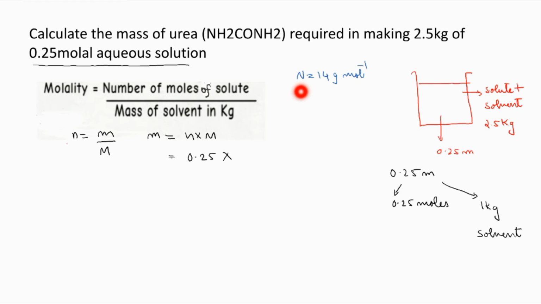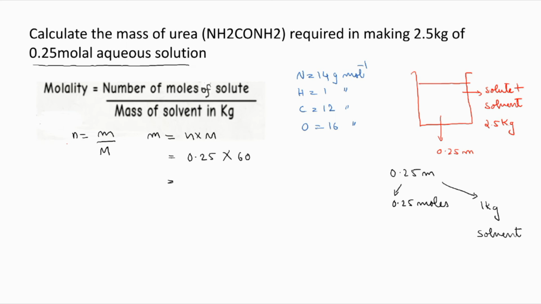Molar mass of nitrogen will be 14 gram per mole. Hydrogen will be 1 gram per mole. Carbon will be 12 gram per mole, and oxygen will be 16 gram per mole. The molecular formula of urea is given. So, if you add all this together, you will get the molecular mass of urea as 60 gram per mole. Correct, no? If so, what will be the amount of urea present in the sample?